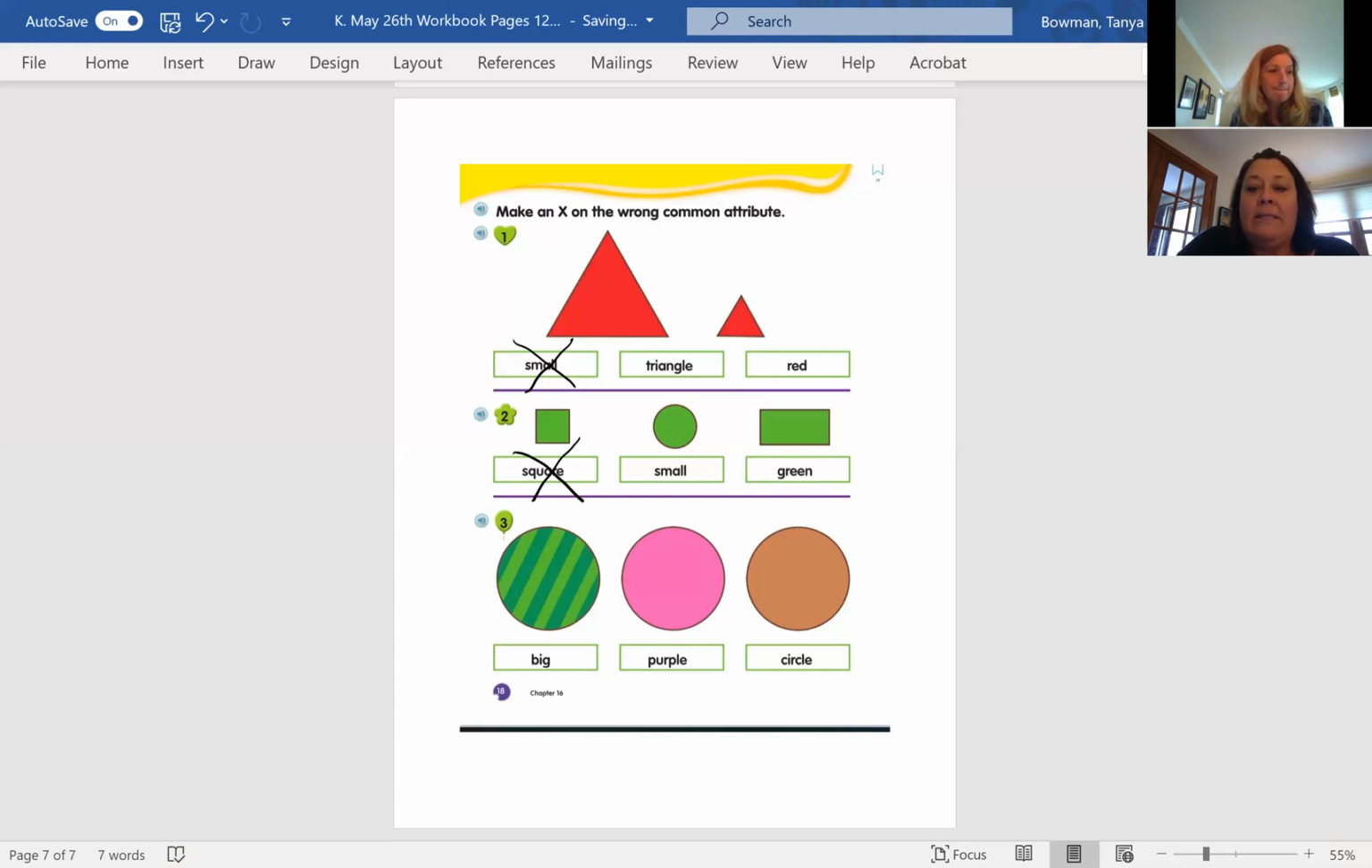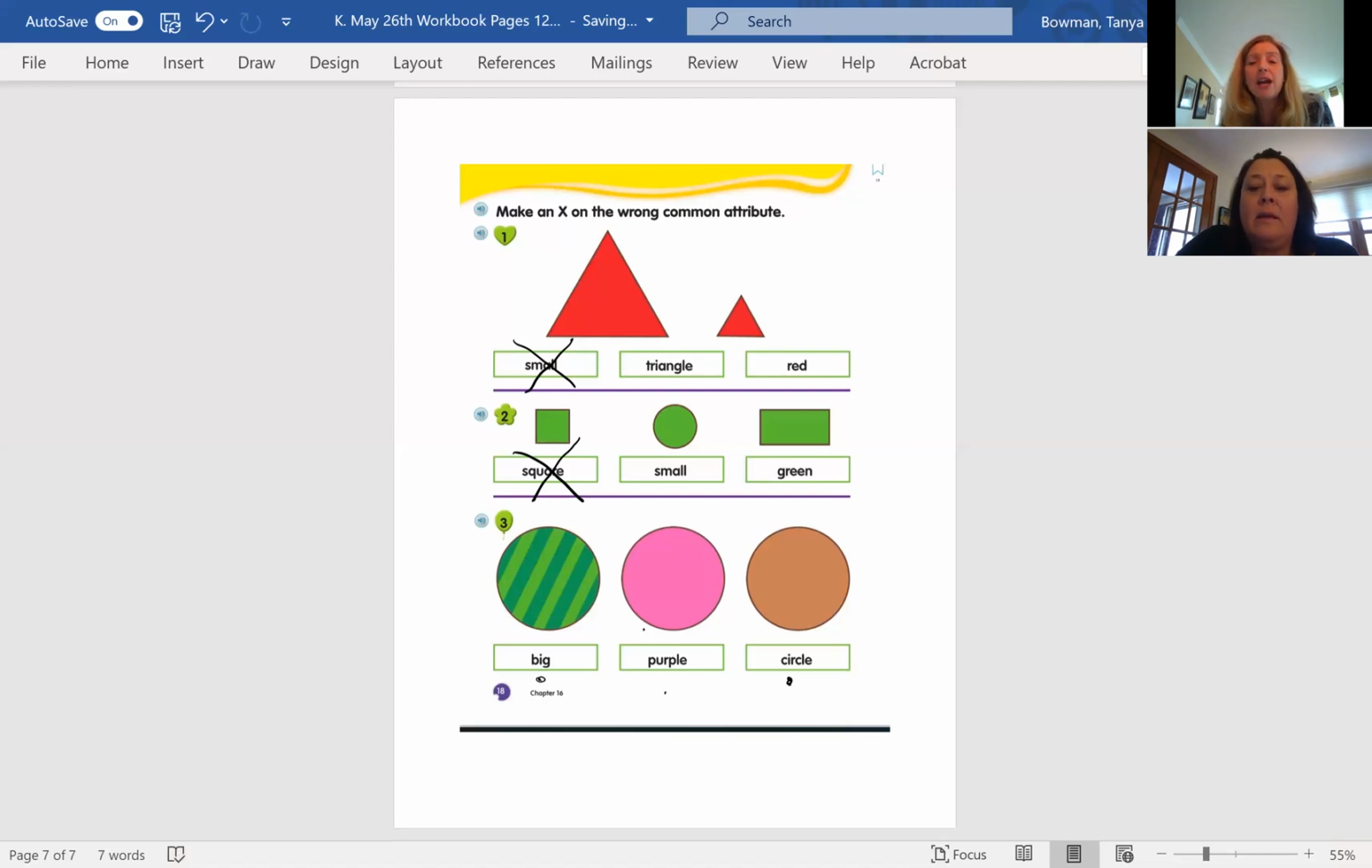All right, our last problem for the day. All right, go ahead. Okay, so let's take a look again at the words big, purple, and circle. Well, first of all, Mrs. Bowman, I think they're all big. I agree. And the second word, purple, I don't think they're purple. And the last word is circle, and I do think they're all circles.